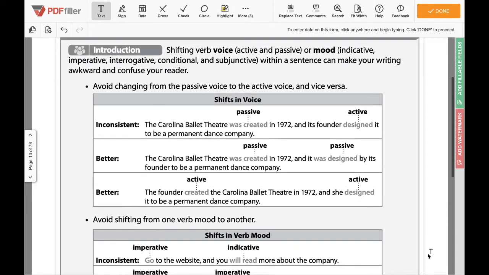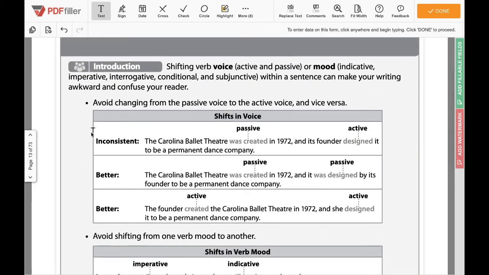So it gives you a couple examples right here. So the first one would be the wrong way to do it, which is the inconsistent way. It's just saying not the right way. So it says the Carolina Ballet Theater gives you passive voice. It was created, which we talked about previously. If you need to, I believe that was the first video that we went over. So if you need to review that, you can. But passive, it's being given something. It was created in 1972, and its founder designed, which is active voice, it to be a permanent dance company. So they use both passive and active voice in the sentence.